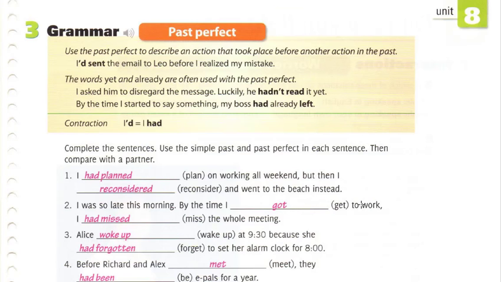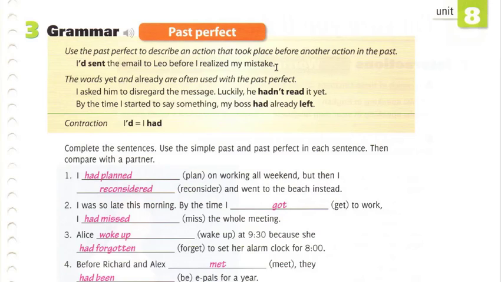Grammar, past perfect. Use the past perfect to describe an action that took place before another action in the past. So here we have two actions, and we're going to use the past perfect to declare it as something that happened before the first action. Remember, in past perfect, we use the word had, and we can use contractions like I'd, which means I plus had. Here we have an example. I sent the email to Leo before I realized my mistake.